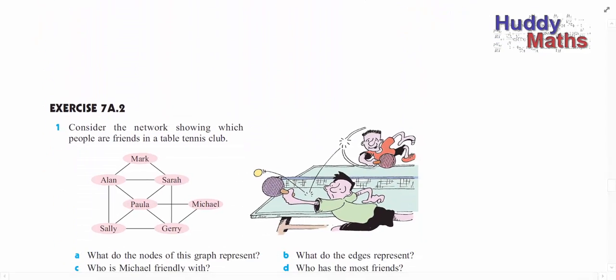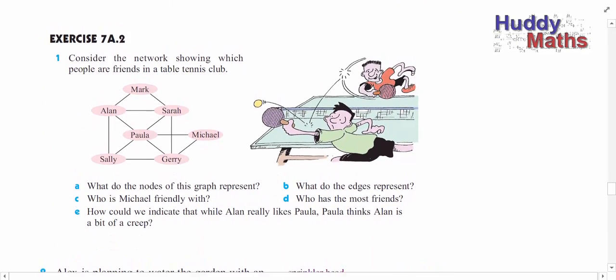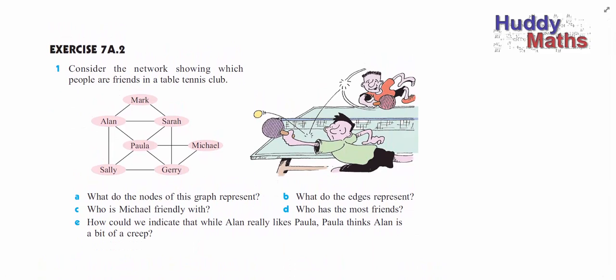All right, what I'd like you to do now is to test yourself out. Here's question 1 again from Hayes and Harris, 7A2. I want you to see if you can work out what they've done with this network diagram. What's it trying to show?